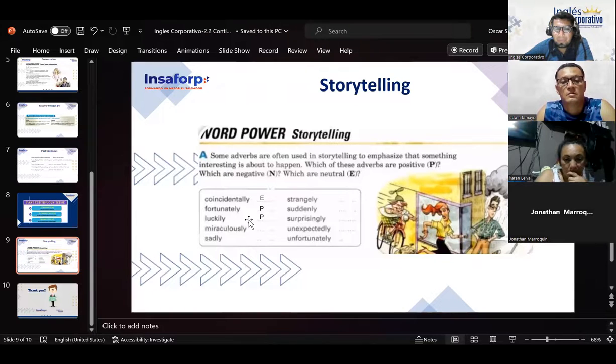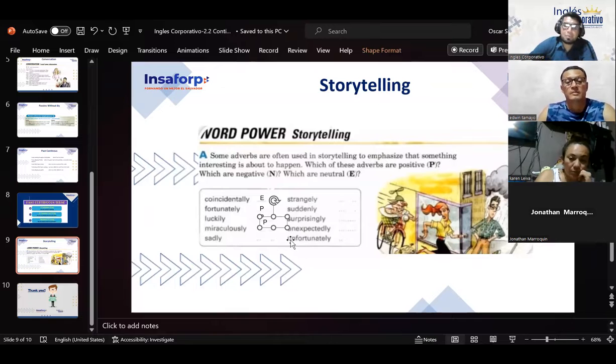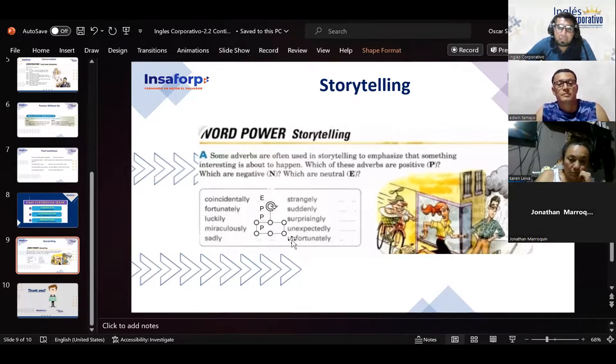I think this is positive. Okay. Miraculously? Well, it could be, because it relates to a miracle. And normally a miracle is seen as something positive, something that saves maybe the character from something bad happening. So I will also say that miraculously is something positive.